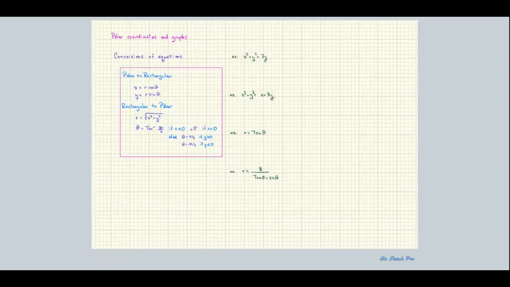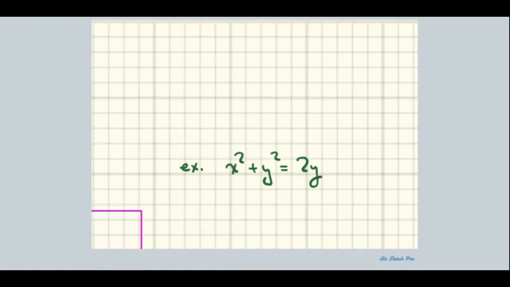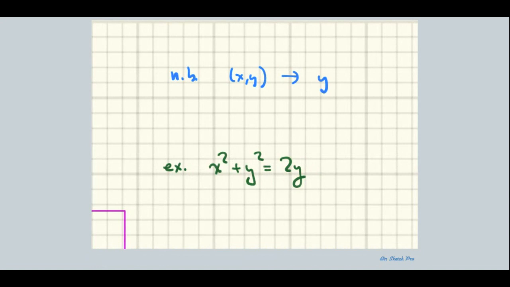We're going to translate these equations from rectangular to polar. Now, the thing is, especially for functions, you're used to seeing y as a function of x, or y is equal to f of x. But you can just think of it as y of x, right?